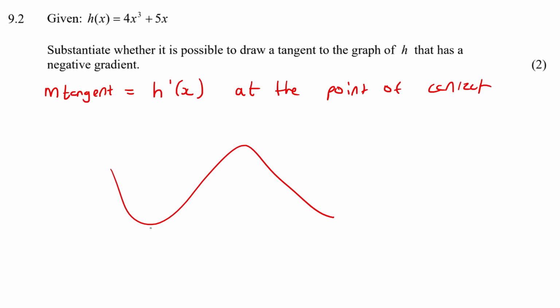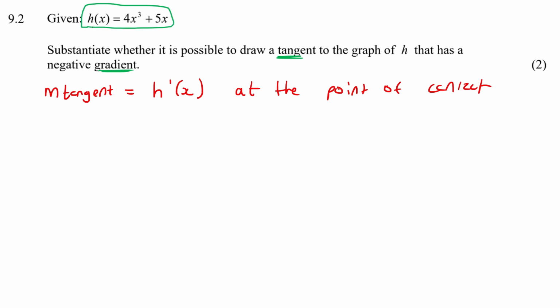let's say for example you have a tangent over here, then at that point of contact we can see that the gradient of the tangent and the gradient of the graph is exactly the same. We know that. So they just want to know, actually, determine whether it's possible to have a tangent that has a negative gradient. That would only be possible if this thing over here can have a negative gradient. So let's see if that thing can ever have a negative gradient.